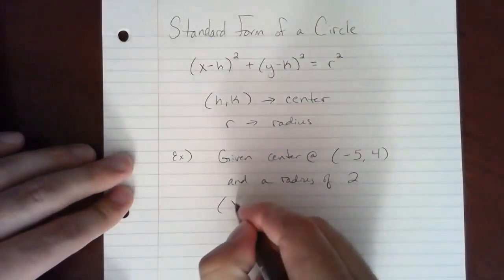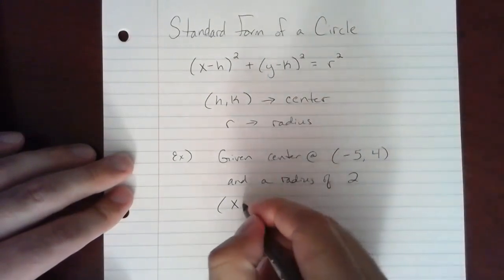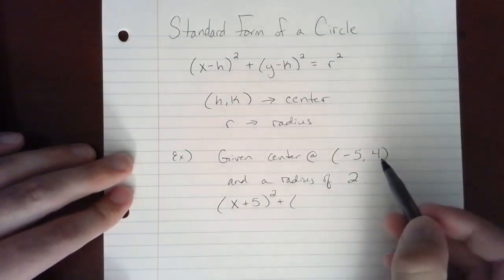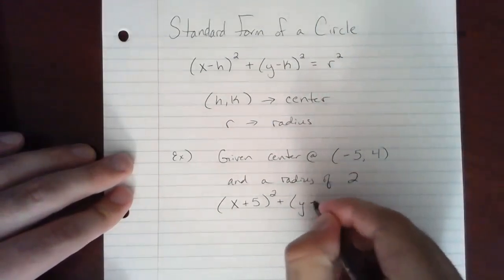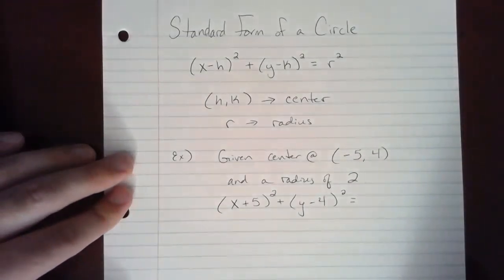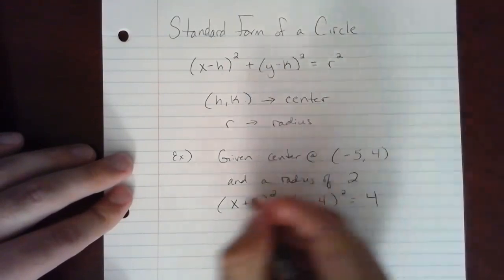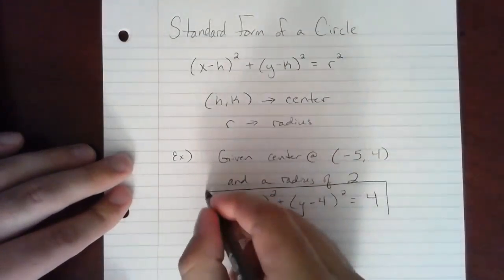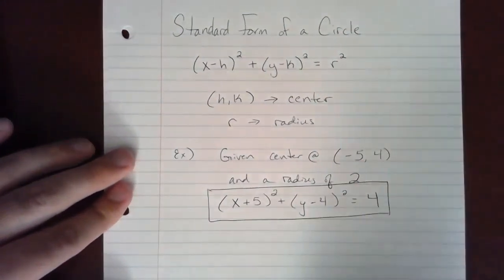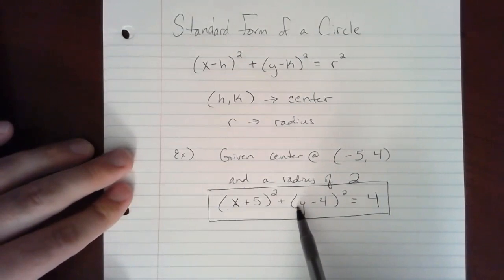We just do x minus h, so h is -5, so if you subtract a negative, you get a positive. And then in the second set of parentheses, we do y minus the 4. We square that. And then we set it equal to the radius squared. So we'll take 2 and square it, and we'll get 4. So this would be the equation of that circle, and it'd be easy enough. And so the idea here is this equation gives me every pair of x and y points that would be on the circle that I graph.